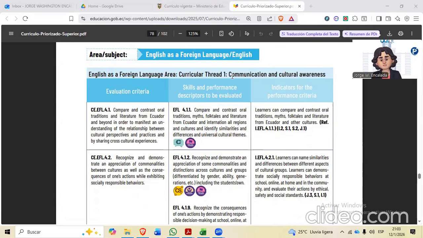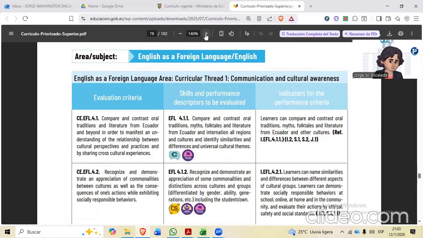Now, this is always going to be divided into curricular threads. But again, you need the codes in order to navigate through the document. But before analyzing the codes, I want you to notice that we are always going to have a table like this, a little chart with 3 columns: the evaluation criteria, the skills and performance descriptors to be evaluated, and the indicator for the performance criteria. Which one is the most important? All of them are important. The three of them are always going to be important for us as teachers.